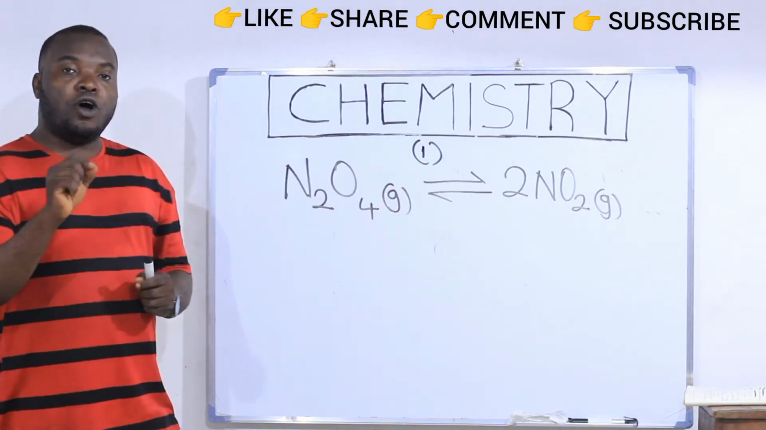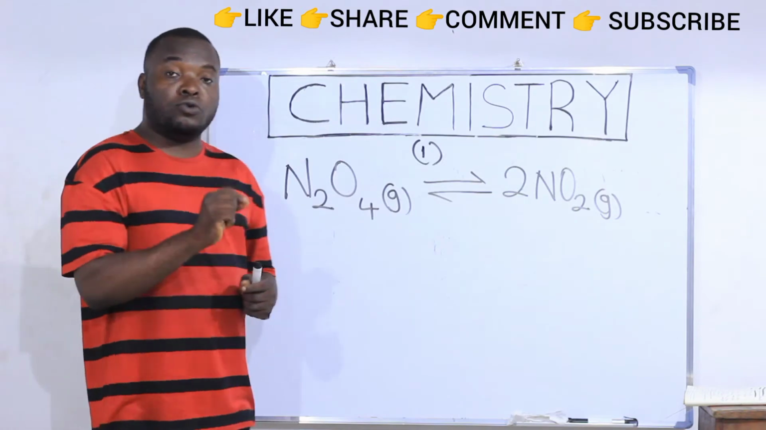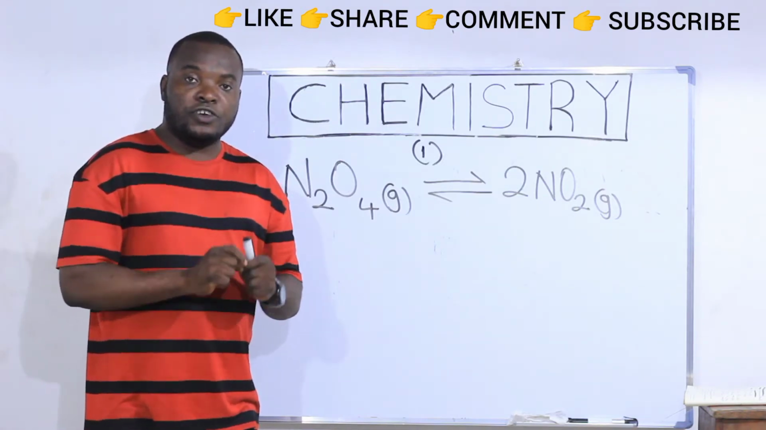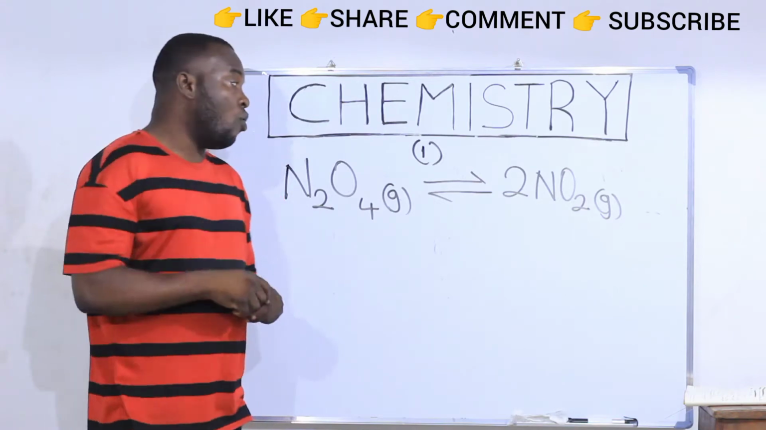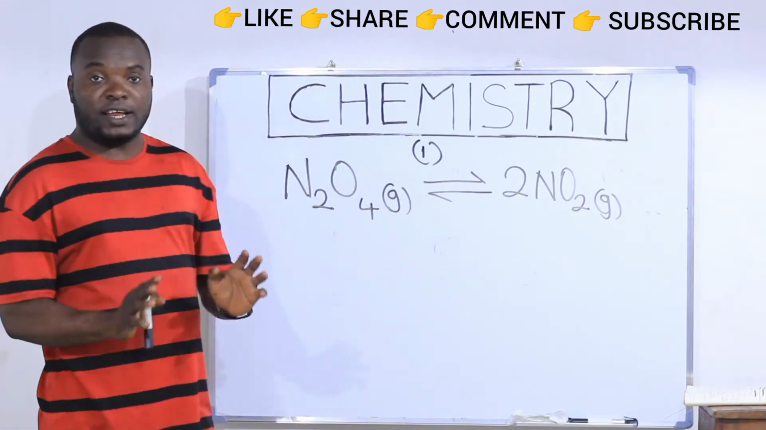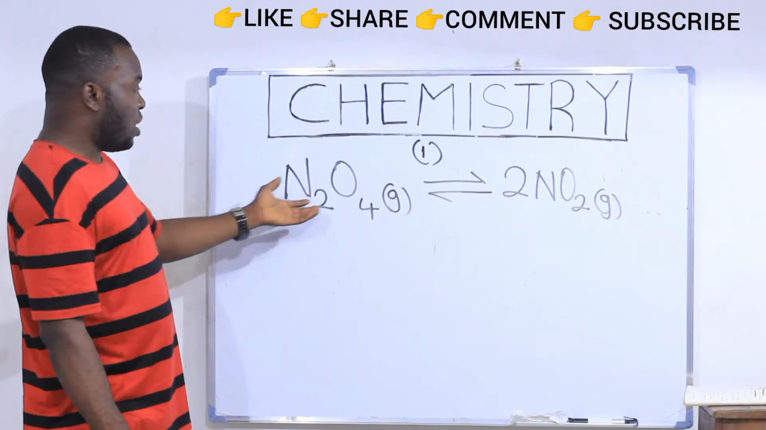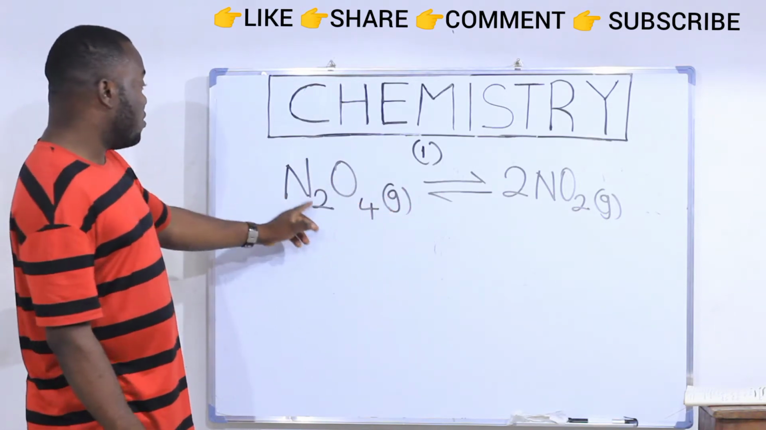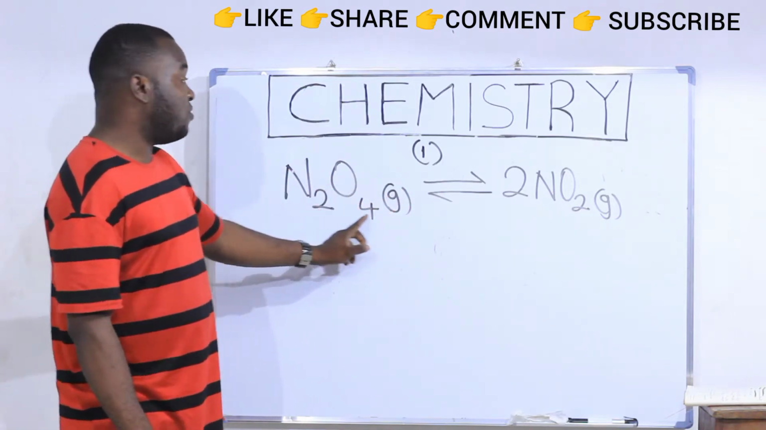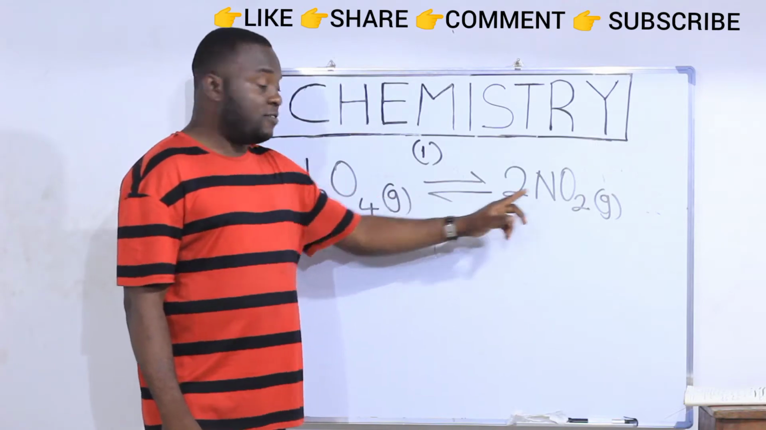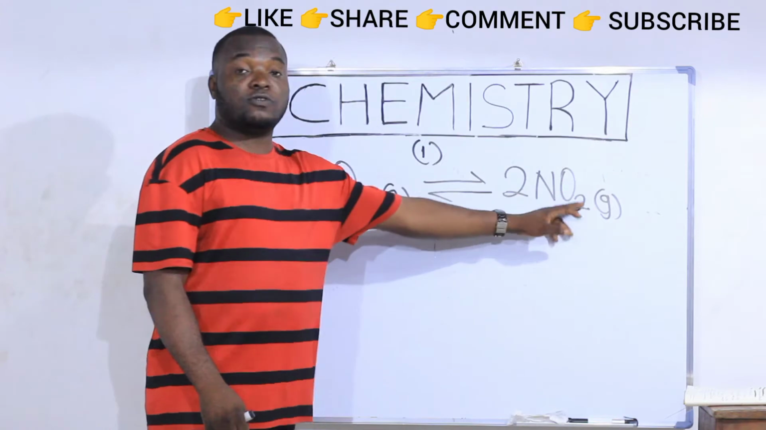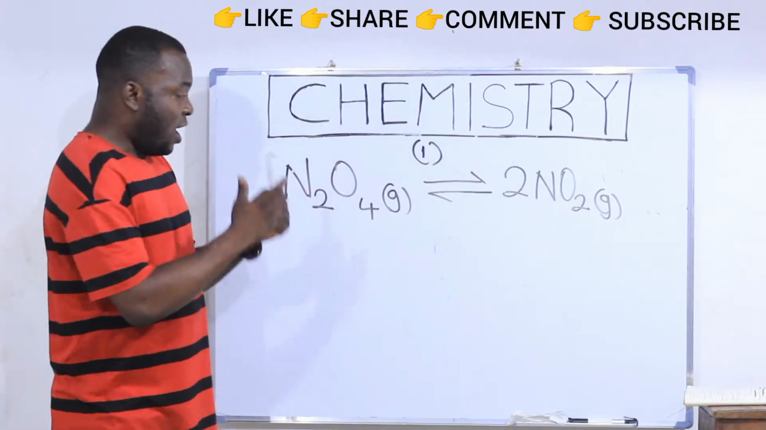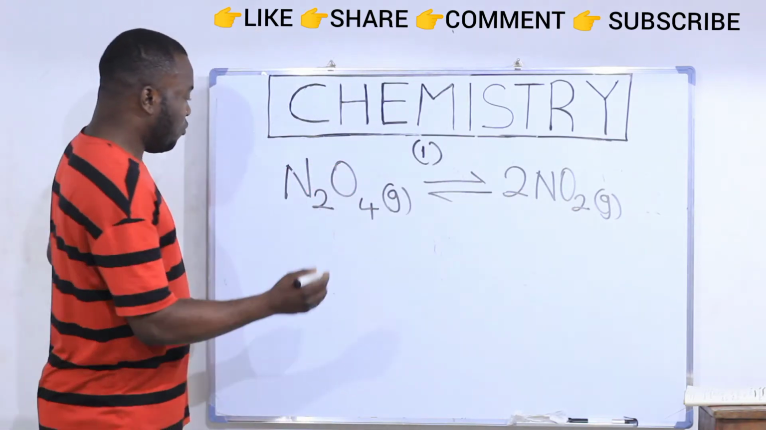Remember, before you can write correctly the expression for equilibrium constant, you must first ensure that the equation given to you is balanced. Looking at the board, you can see that the equation is balanced. I have 2 nitrogen atoms on the left, 2 nitrogen atoms on the right, 4 oxygen atoms on the left, 4 oxygen atoms on the right. The equation is balanced. I can now write the expression.